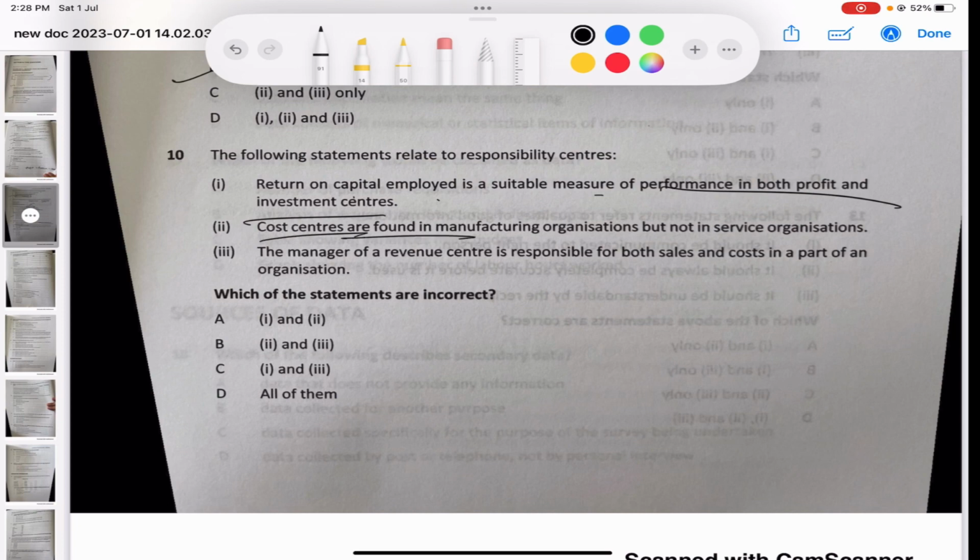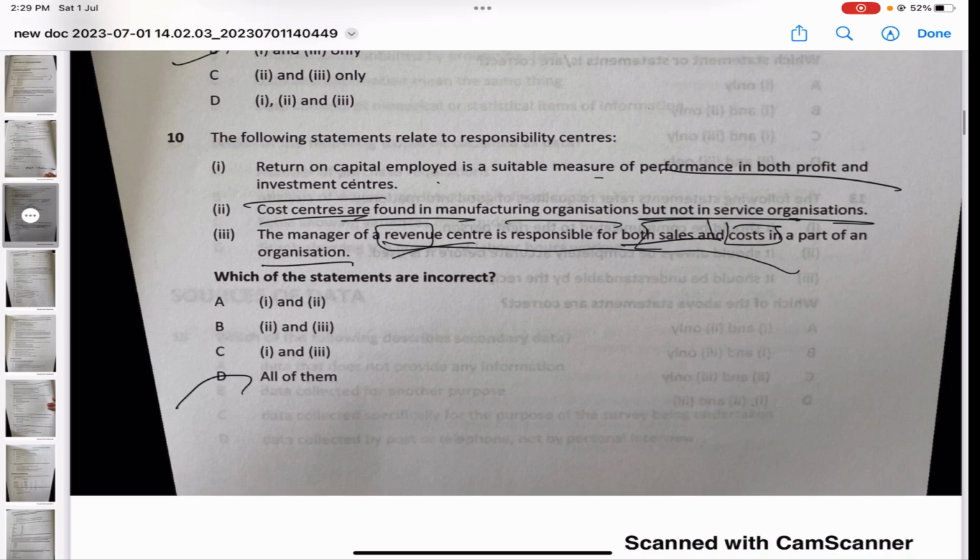Second thing is cost centers are found in manufacturing but not in service organizations. Okay, so whenever we are using cost centers, you don't get a cost center when you are talking about an industry which is dealing in services only. The manager of a revenue center is responsible for both sales and costs in a part of an organization. Obviously, revenue is again related to sales as well as costs. So my answer is D, where all of them are correct.